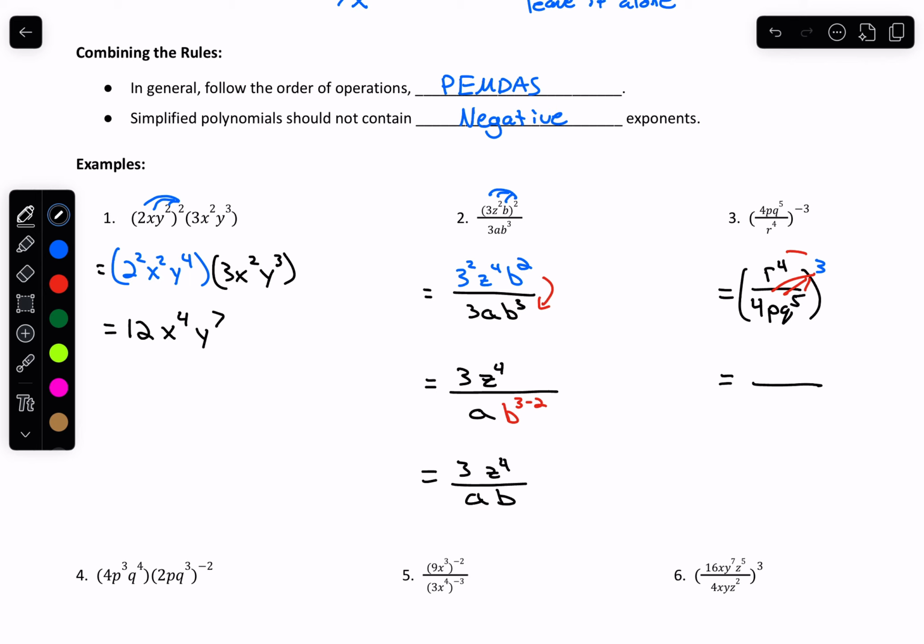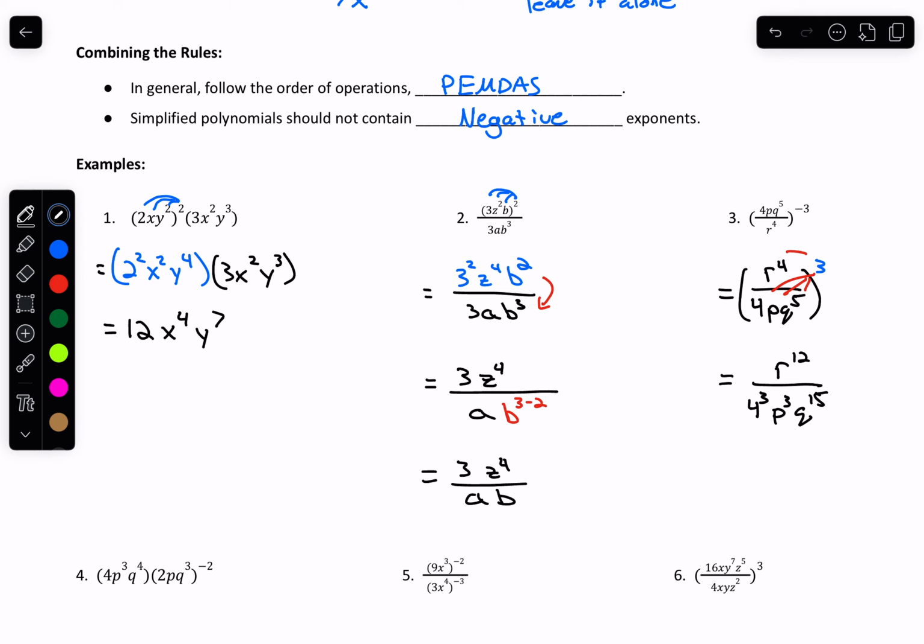So in the numerator, r to the 4th to the power 3, we multiply 4 times 3 to get 12. So we have r to the 12th. And in the denominator, 4 to the power 3, we'll simplify in the next step. Then we have p to the power 3 and q to the power 15. A lot of students get confused on why it's p to the power 3.